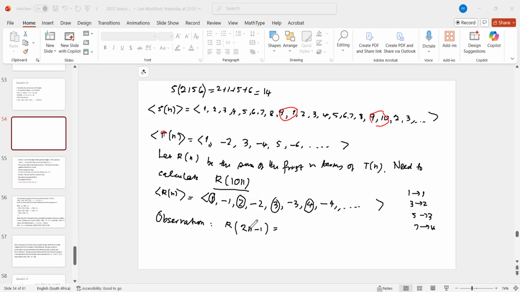Then n equals 2 is R of 3, and you know it's 2, and R of 5 is 3. So we claim that R of 2n minus 1 is n. So this is a claim, an observation.